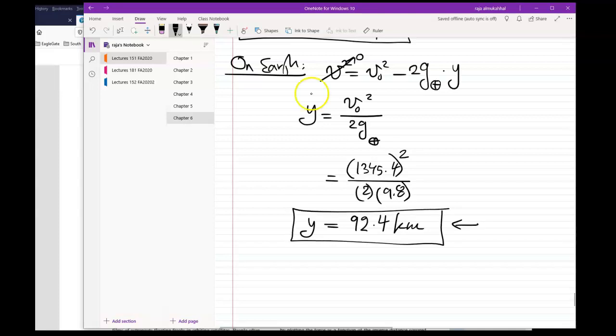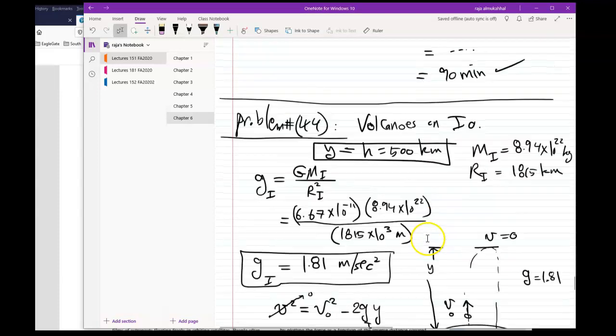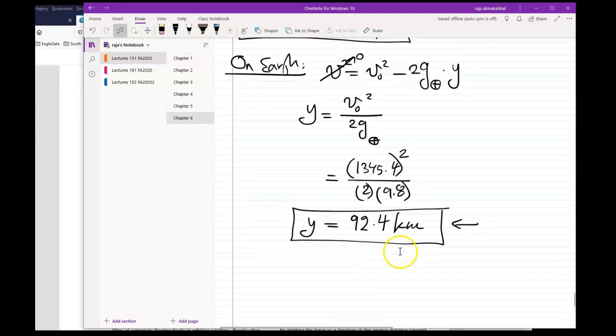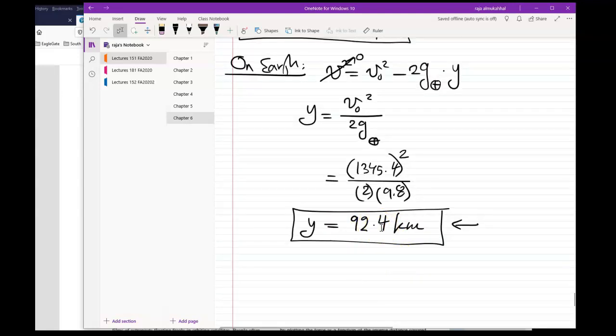In other words, on Io, it goes all the way 500 kilometers right there. See that? On Earth, with the same speed, same material, same mass, it goes only 92 kilometers. Why? Because gravity on Earth is much higher, 9.8. On Io it is only 1.8. You got that? So that's the story.